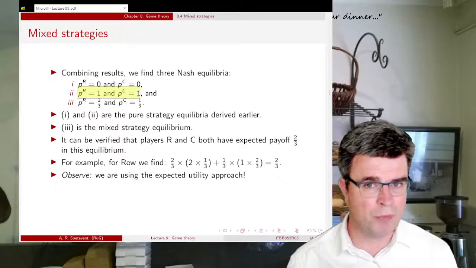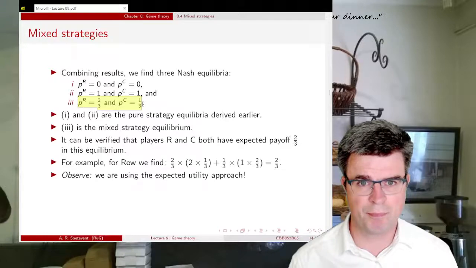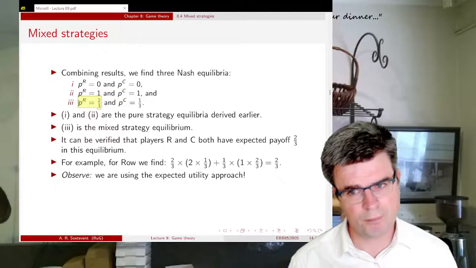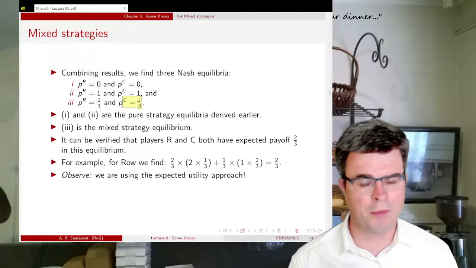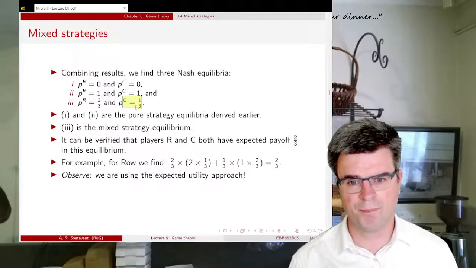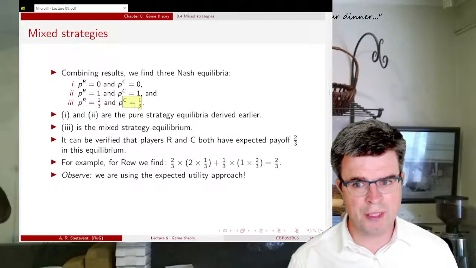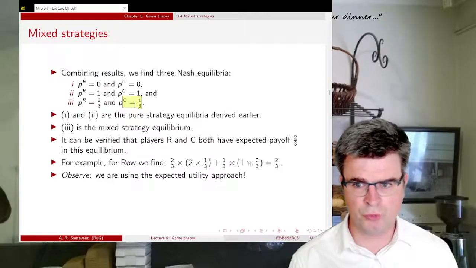But now we've allowed for mixed strategies, we find one additional Nash equilibrium, a Nash equilibrium in mixed strategies, where the row player chooses Italy with probability 2/3 and the column player with probability 1/3. And you can verify that both players in this mixed strategy equilibrium obtain a payoff of 2/3.